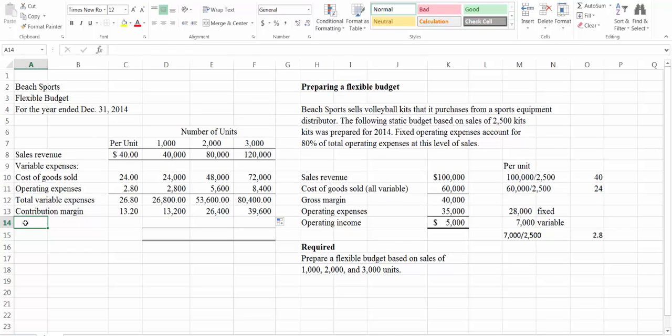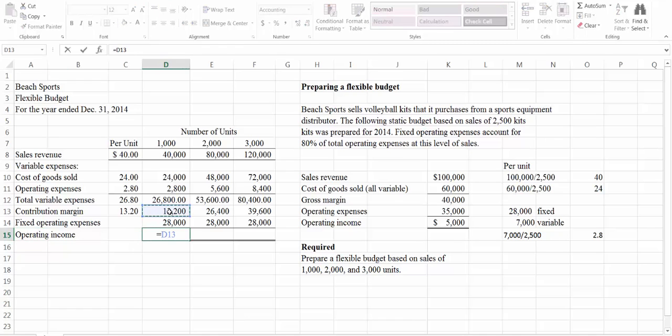Finally, what we want to do is subtract our fixed operating expenses. Remember that fixed expenses stay the same across every level of activity. So we're going to have 28,000 every time. Okay? And now we can calculate our operating income, which is simply our contribution margin minus our fixed operating expenses.